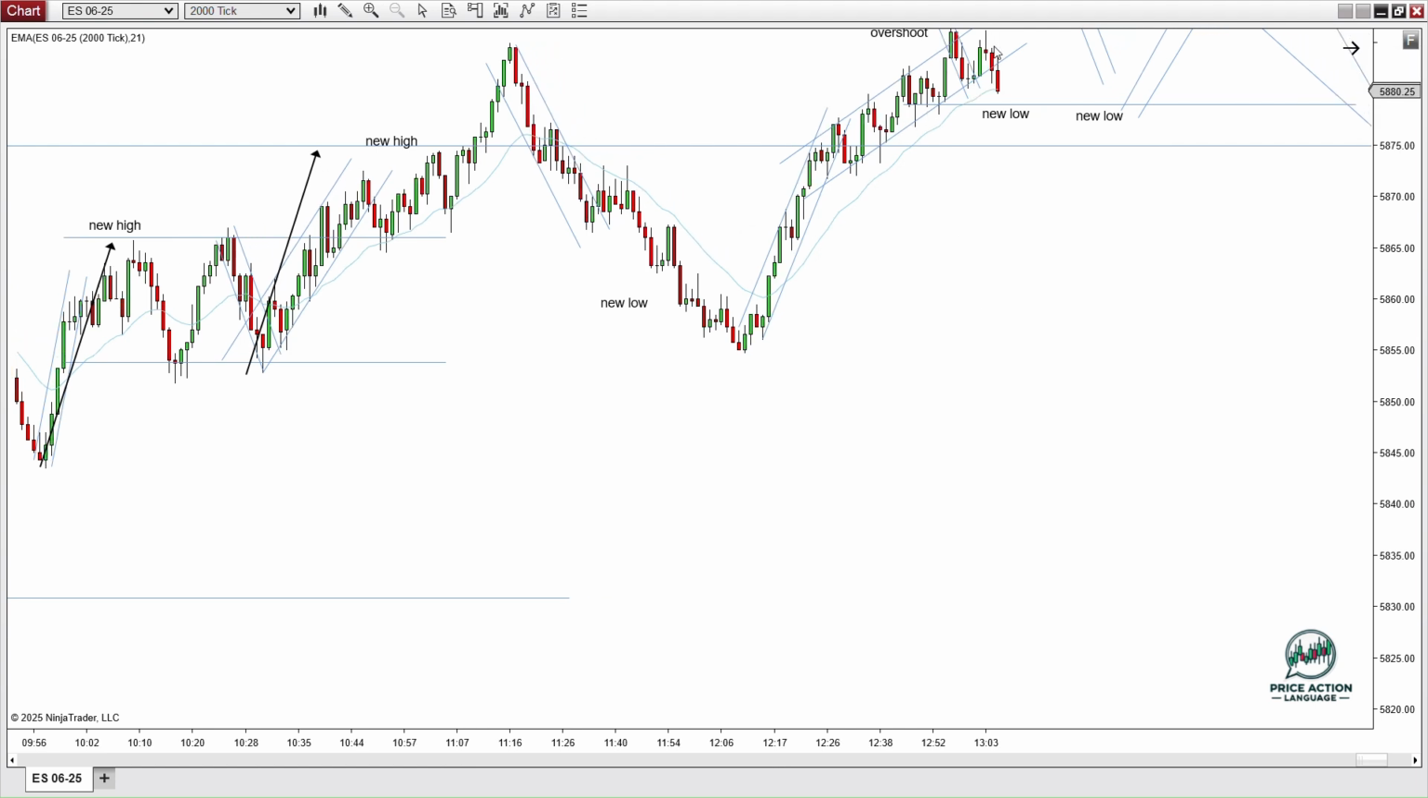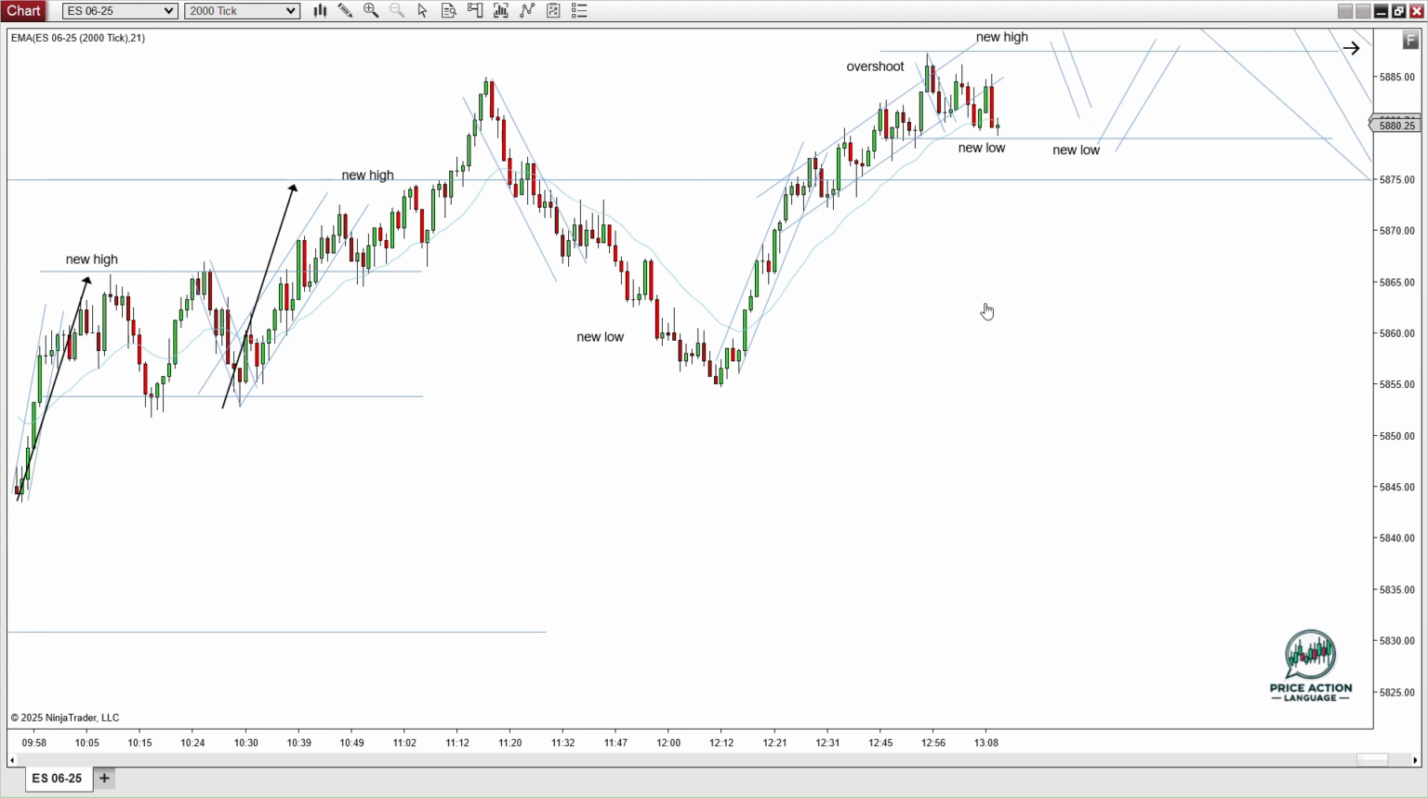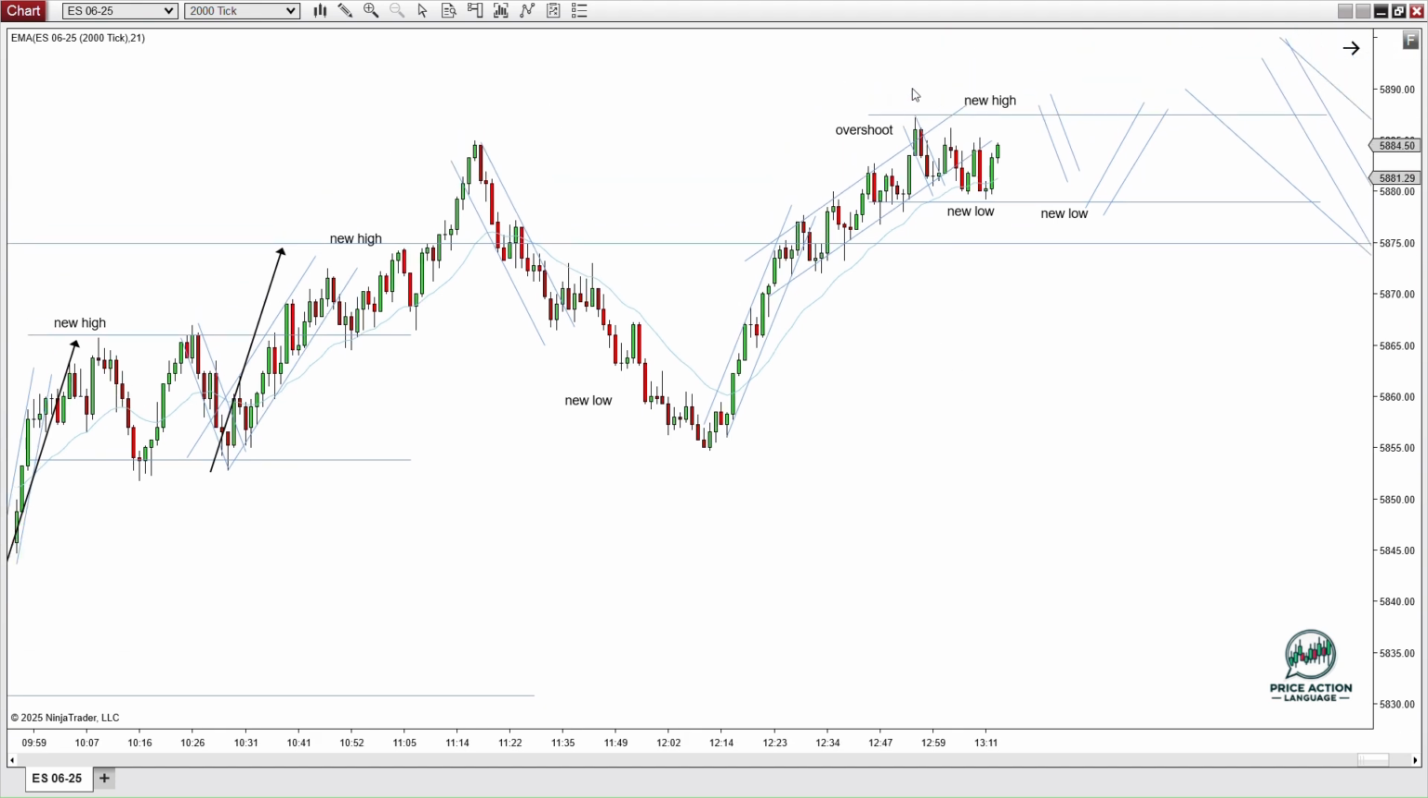So I went ahead and drew this channel here. Prices are not acting so much as a trading range at the moment because we couldn't even break this midline. The midline held prices. So I'm expecting a new extreme for this uptrend, but I do have some small overshoot.